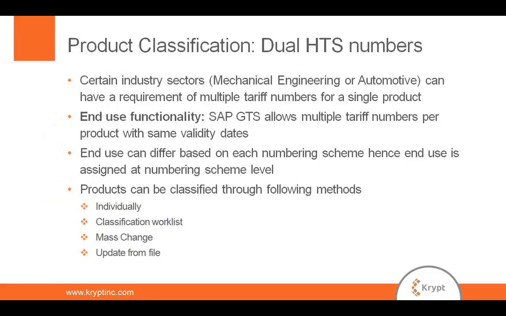End use is defined at the numbering scheme level, and products can be classified in GTS in various ways. You can either pick an individual product and classify, or you can choose the worklist to classify your product, or you can do a mass classification, or also do it via an XML file. I'm going to show a quick demo of how you assign dual HTS numbers to a single product in the GTS system.